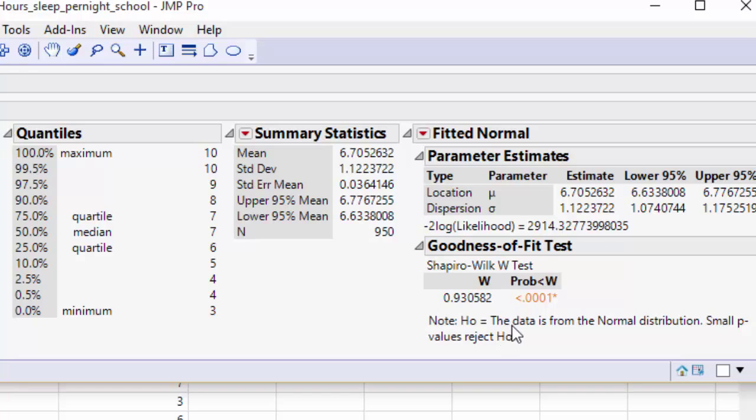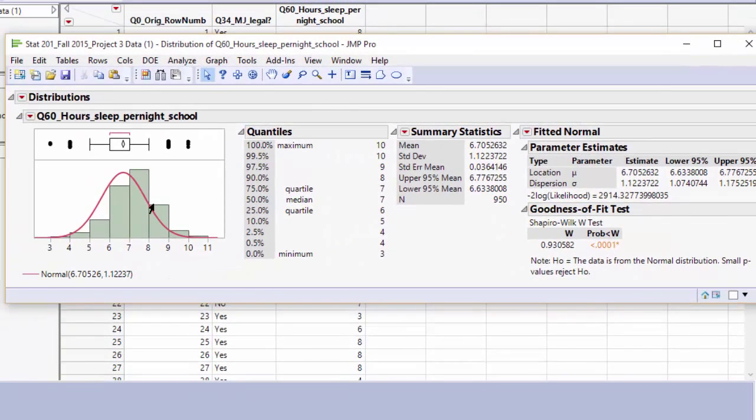The goodness of fit test has as a null that the distribution is a good fit. As it says down here, the data is from the normal distribution. So this means our data comes from this red distribution right here. The alternative would be that the data is not from the normal distribution. As it says, small p-values reject the null hypothesis. With this in mind, our p-value is very small, and we would reject the null that the data is from the normal distribution. As you'll notice, there are a lot of outliers.